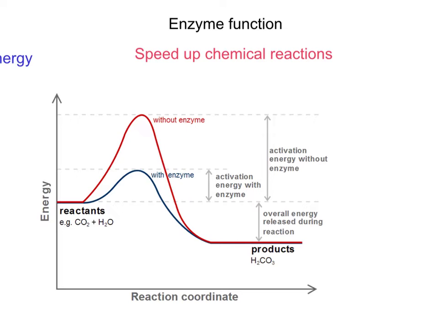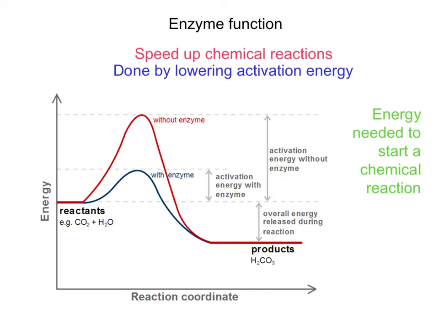Okay, so the job of the enzyme is to speed up chemical reactions, and it does this by lowering the activation energy. Activation energy is the energy that is required to get the chemical reaction going. Our activation energy is higher in chemical reactions that do not have enzymes.